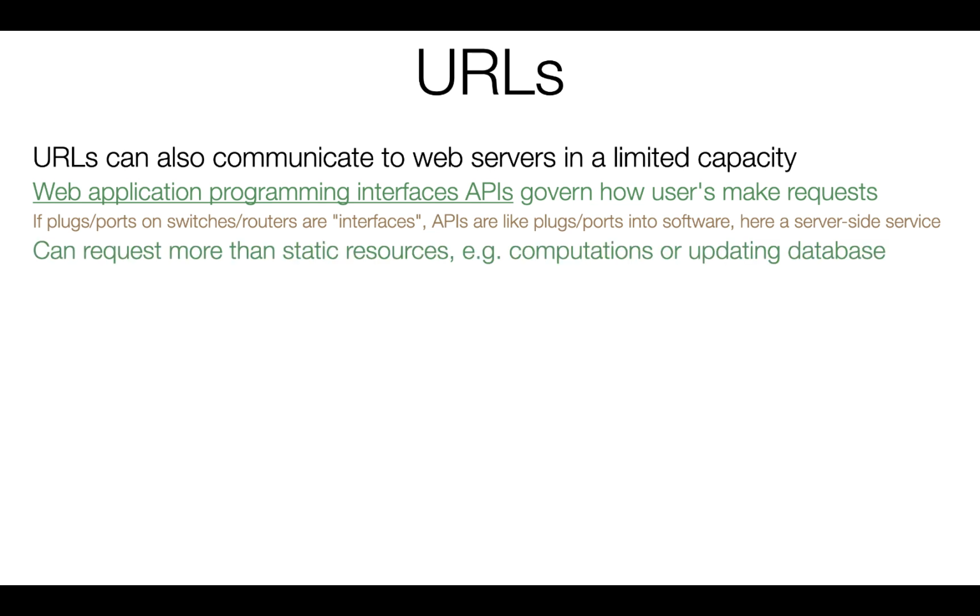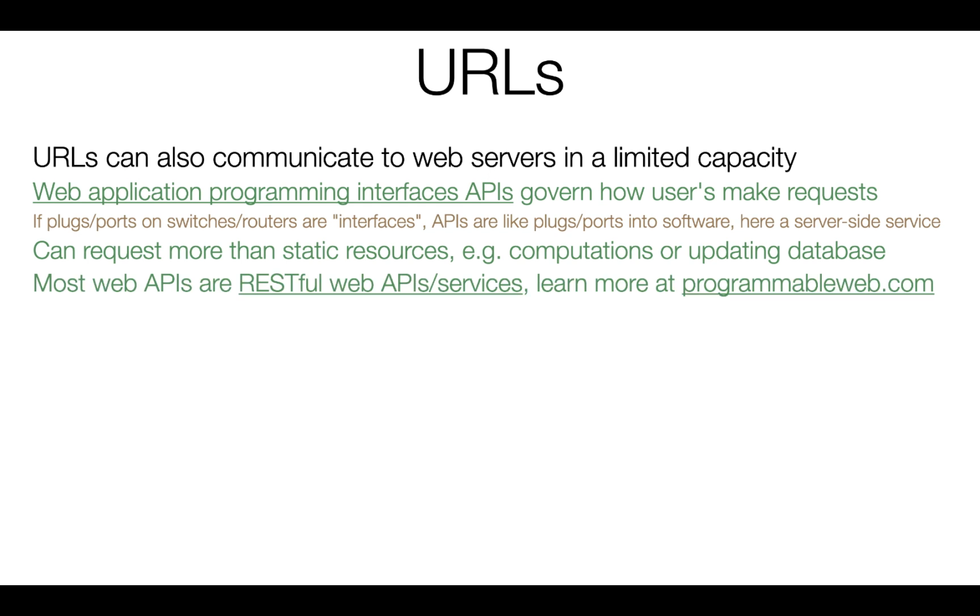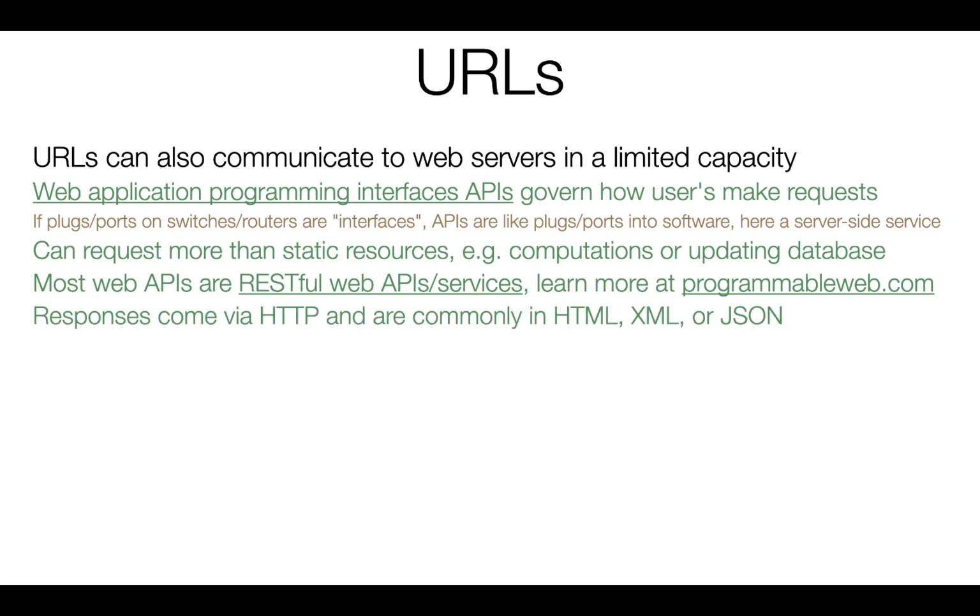Using an API, you can do more than just request static resources from a computer. You can do things like tell the computer to do computations, or you can update a database, or you can do all sorts of things using a web API. Nowadays, most web APIs are so-called RESTful web APIs. So whenever you see REST or RESTful, you should be thinking these are the standard APIs that are used these days. And you can learn more about that by either going to the Wikipedia article or going to programmableweb.com. Now, the responses are going to come to the client via HTTP or, as I said, HTTPS, and they're commonly going to be in HTML, XML, or JSON. Okay, those are going to be like the file formats that you get back. We'll talk about JSON in just a minute, and we'll talk about HTML and XML when we talk about rvest.